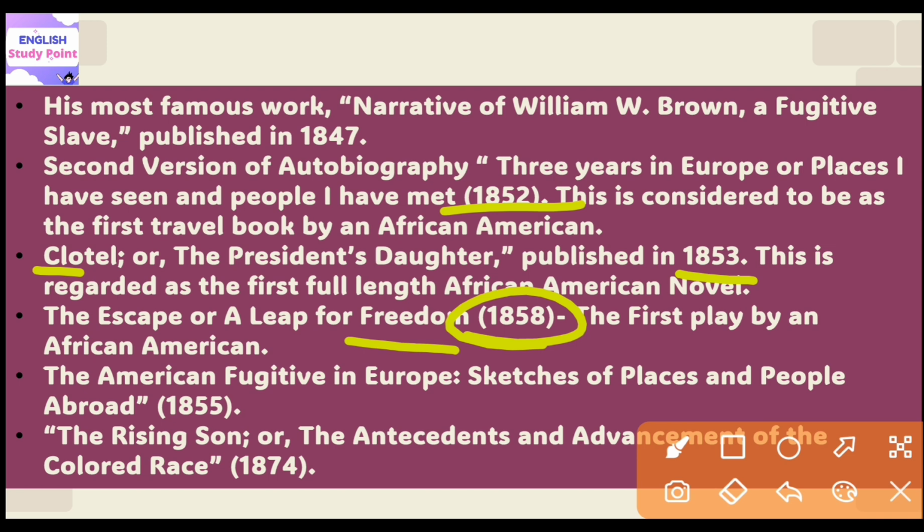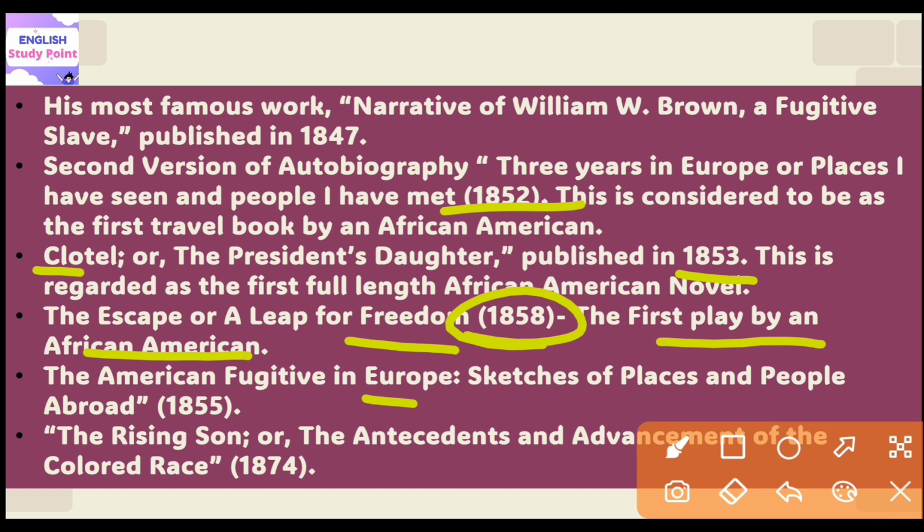This is considered to be the first play by an African American. Another work, titled The American Fugitive in Europe, Sketches of Places and People Abroad, was published in the year 1855. In this work, he discusses his experiences and observations while traveling through Europe.